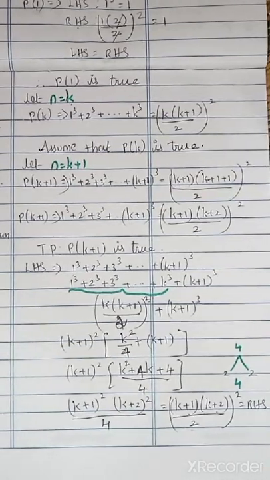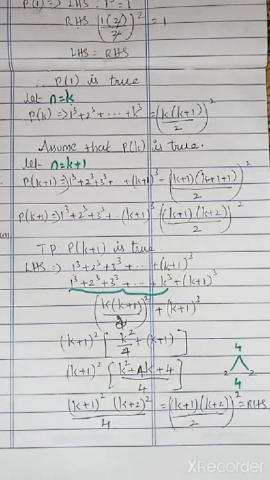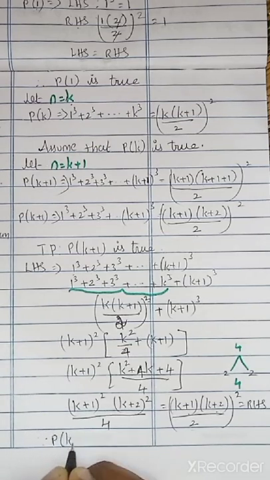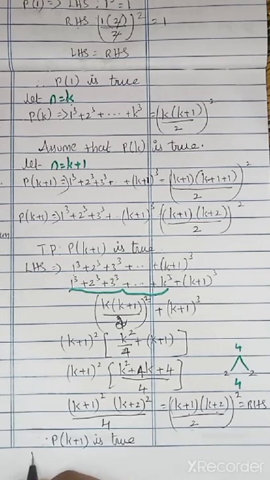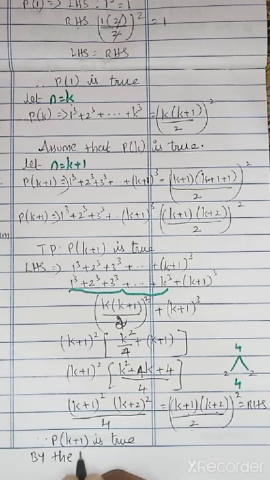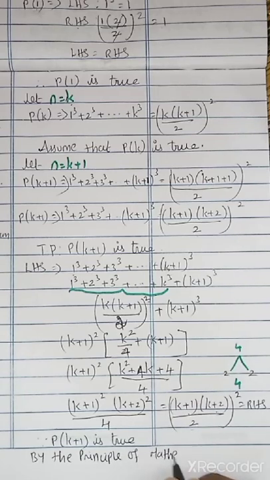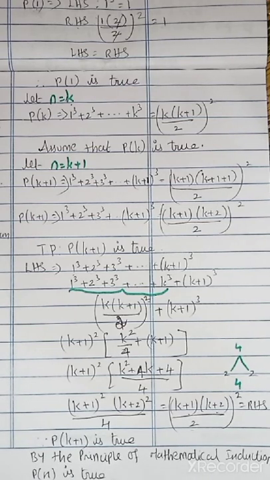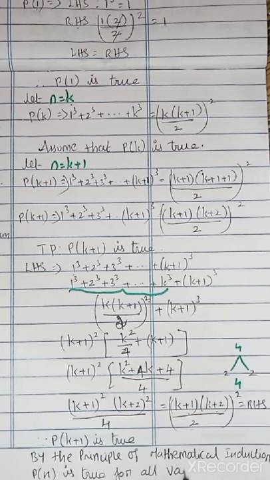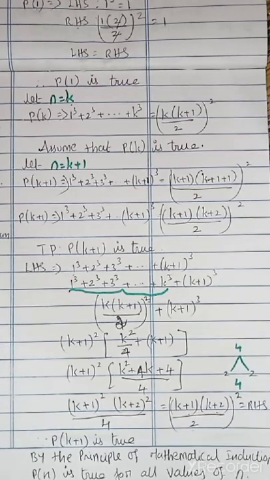So if P of k plus 1 is true, now definitely, whatever the statement given, that is also true. This is your mathematical induction. Okay? So since P of k plus 1 is true, what can we write? By the principle of mathematical induction, P of n is true for all values of n. This is your final answer.